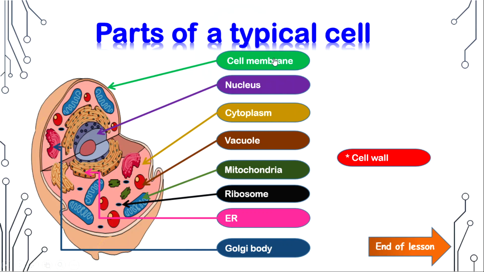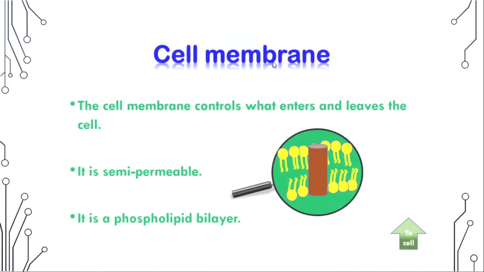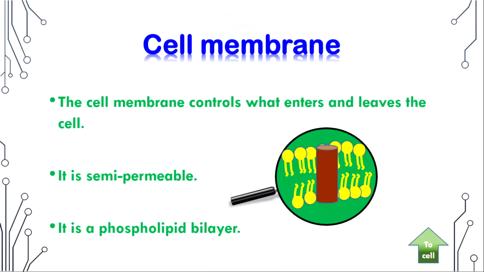Now let's look at the cell membrane. The cell membrane is what controls what is entering and leaving the cell. Very important. So it's like the door to the cell. It is also described as being semi-permeable. What that means is it will only allow certain size substances to pass through it. It is also a phospholipid bilayer, so it means that it has two layers of phospholipids.